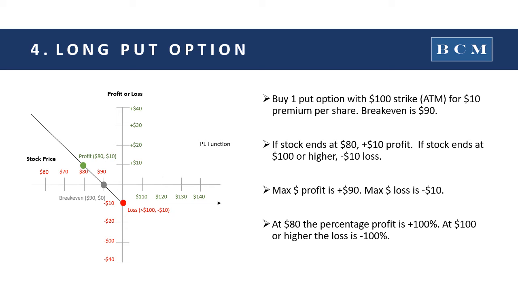Our break even here is $90 because the put option costs $10. So $100 strike minus the $10 premium gets us to the $90 break even, which is shown as the gray dot on the diagram. Now $90 is also our maximum gain because the stock can only go down to 0. So as the stock moves from right to left and goes down, we are going to profit dollar for dollar below our $90 break even all the way down to 0.